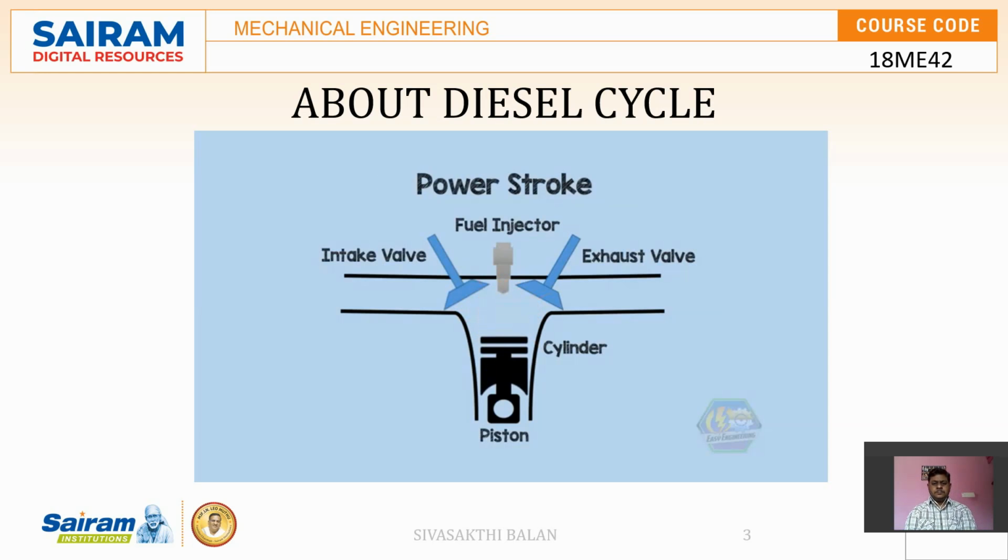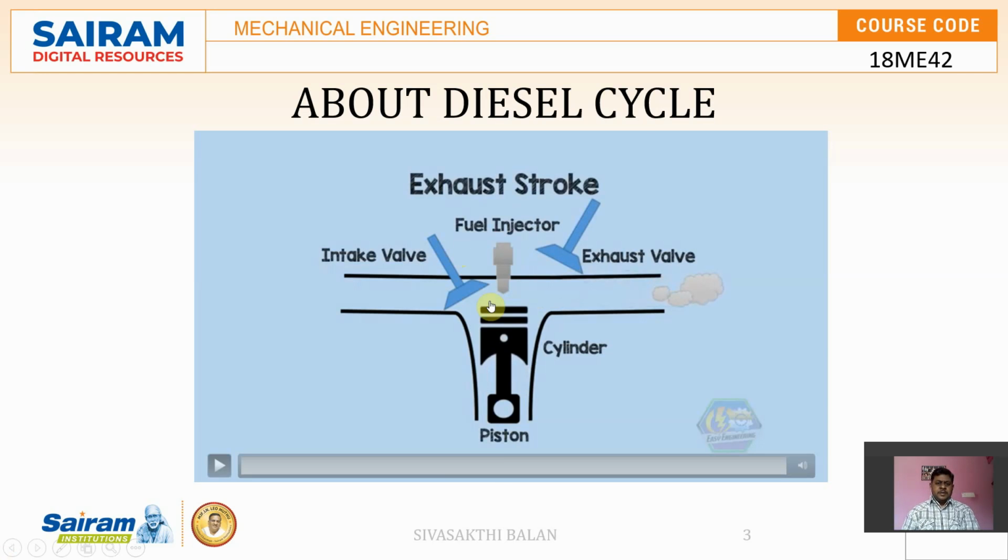The last stroke, or fourth stroke, is the exhaust stroke. The high temperature and high pressure burnt gases from the combustion will then be evacuated from the cylinder into the atmosphere through the pressure difference between the cylinder and atmosphere and the movement of the piston going up while the exhaust valve is open. This is a simple animation which explains the working of all four processes of the diesel cycle.